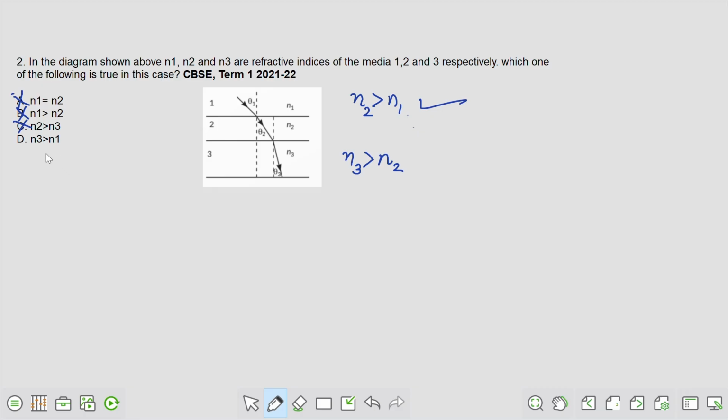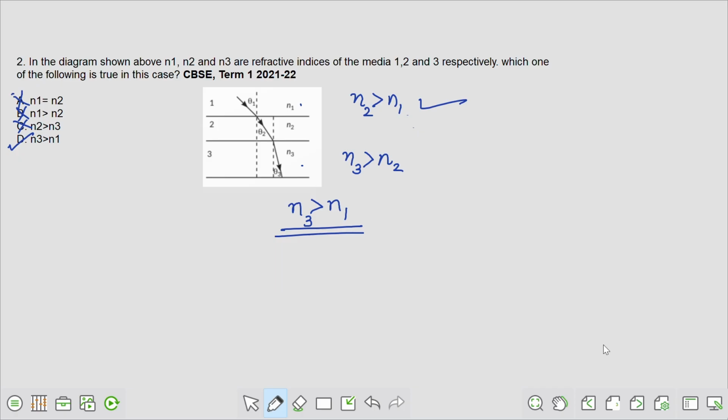Now see the last option. N3 greater than N1. So you are comparing 1 and 3. It's starting from 1. When it reaches 3, it bends more compared to medium 1. So what does that mean? Refractive index of 3 is greater than refractive index of 1. So the right option is D. Okay, so wherever you see more bending of light, that means the refractive index of that medium is more.